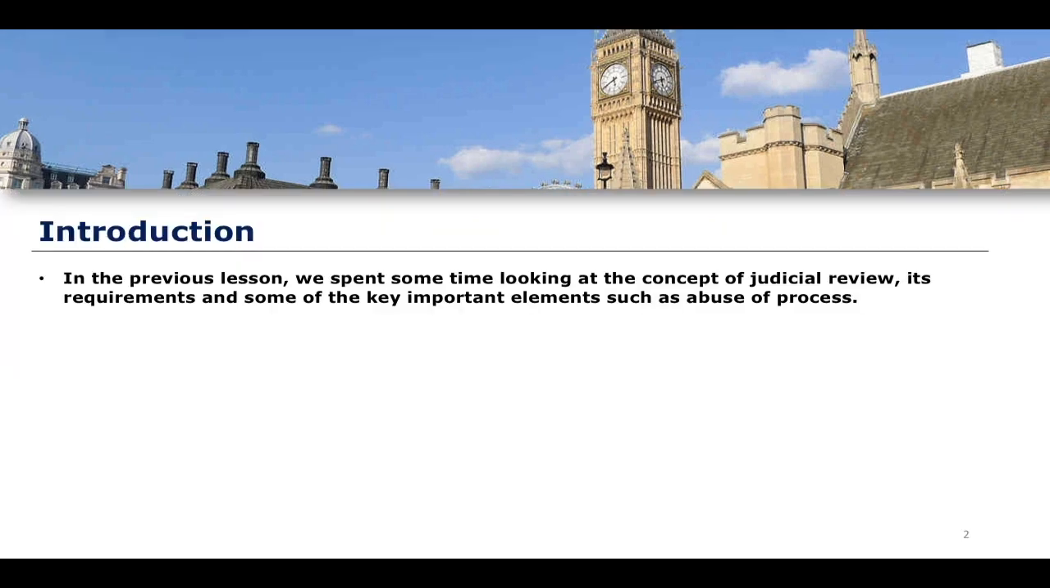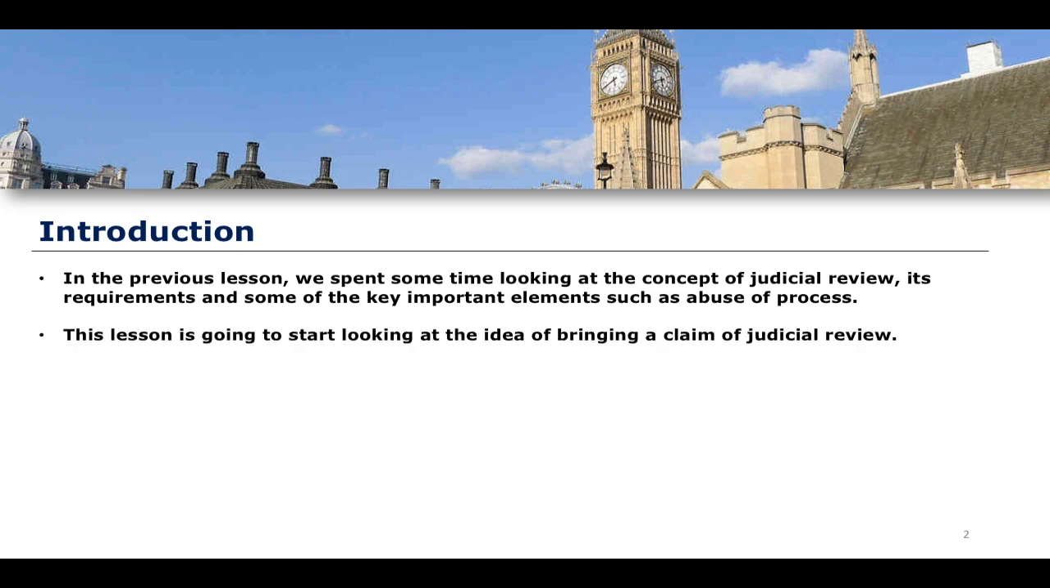So, the previous lesson spent a little bit of time looking at the concept of judicial review, looking at a number of the major requirements and some of the key elements in the process, such as this idea of abuse of process. The idea here being that if you are a claimant who has a valid claim in judicial review, it would be an abuse of process to bring an ordinary piece of civil litigation against a public body, because there are certain procedures, requirements and protections in place for public bodies in judicial review cases that don't exist in the ordinary instance of civil litigation.